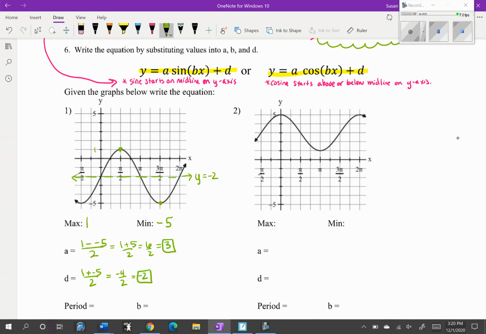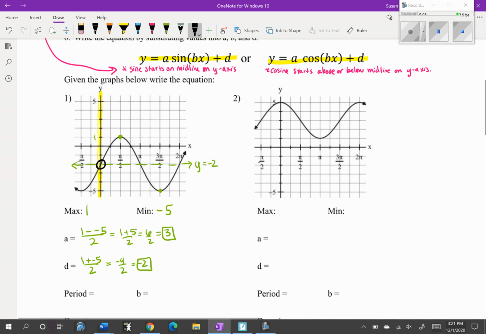So now that I have the midline, that kind of helps me see if this is going to be a sine or a cosine graph. Because remember, we said that if you look at your y-axis, which is right here, we know that a sine graph starts on the y-axis on a midline, and the cosine starts above and below. So in this case, we are starting on the y-axis on the midline, which tells us this is a sine equation.